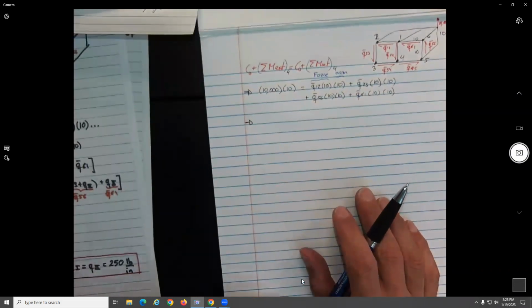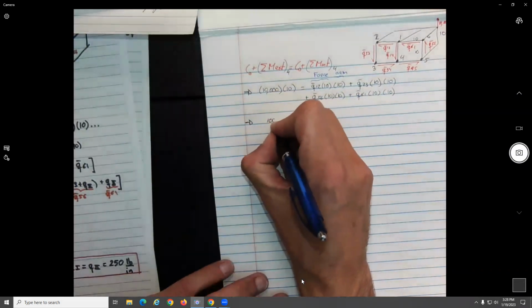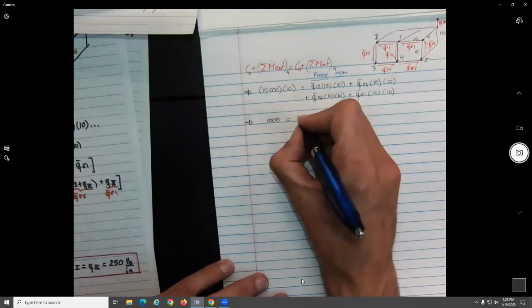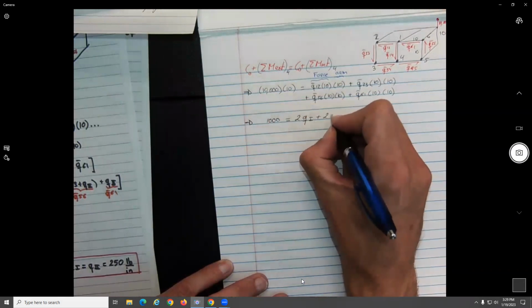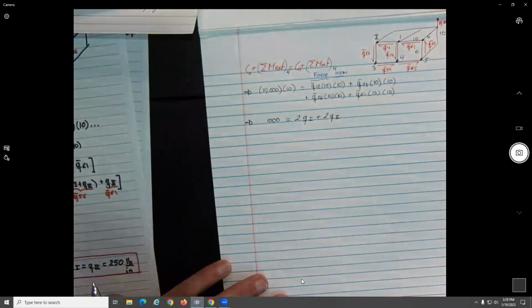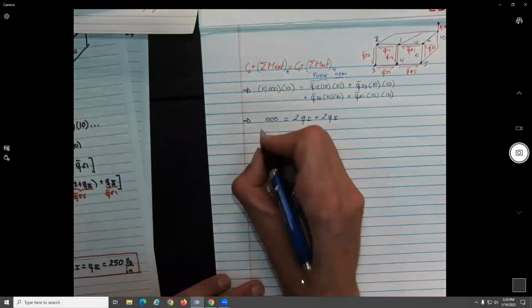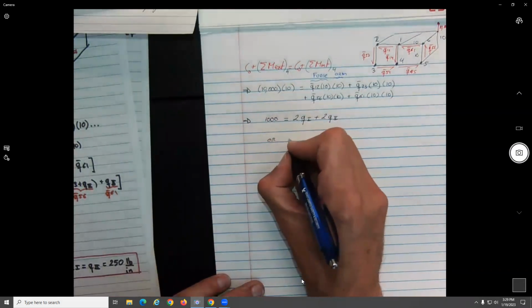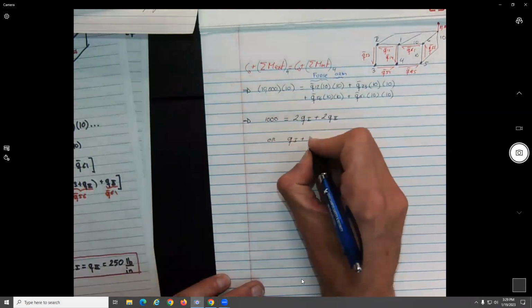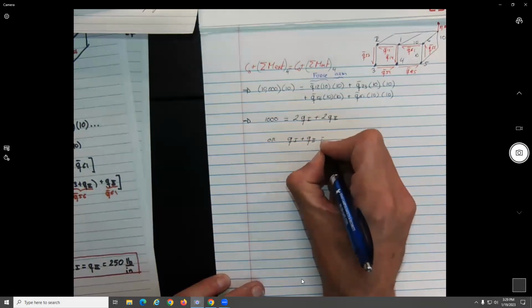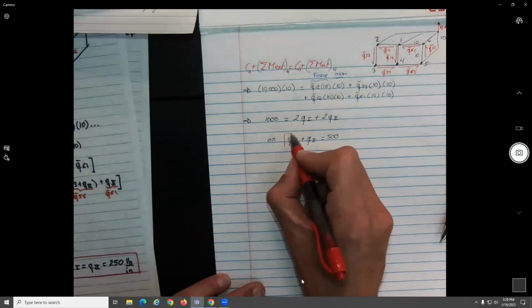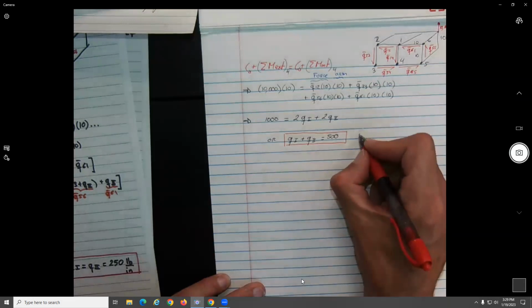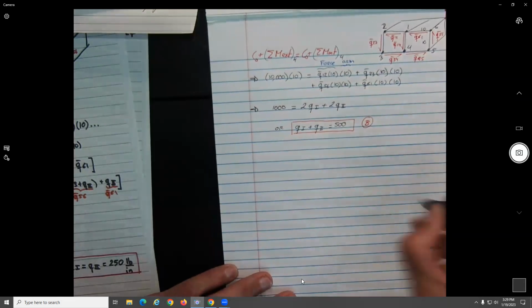Okay, that's why I say to use MATLAB. So if we substitute all these values, you get 1,000 equals 2 Q1 plus 2 Q2. Or you get the equation Q1 plus Q2 equal to 500. And this will be our equation here.